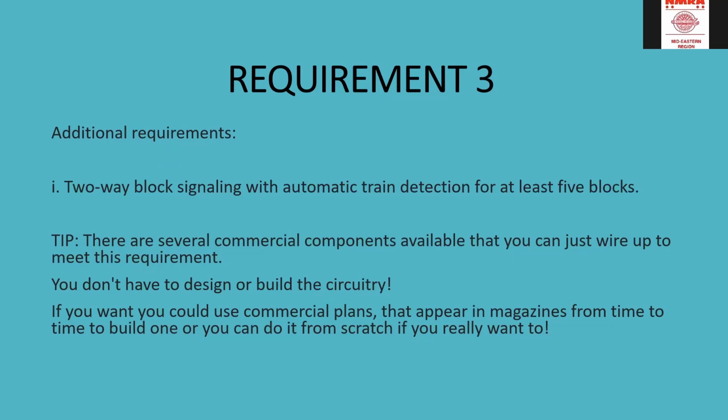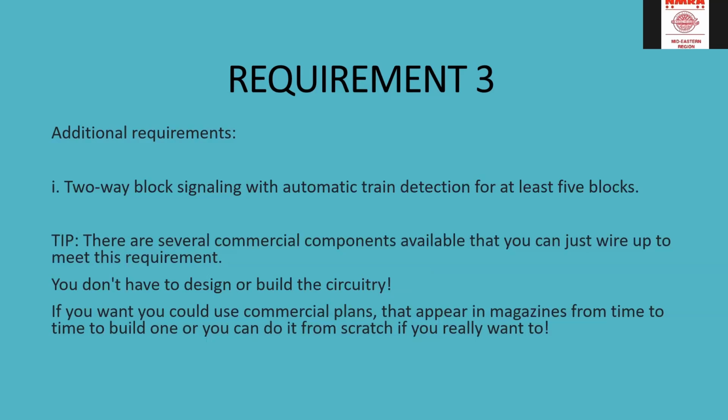Additional requirements: two-way block signaling with automatic train detection for at least 5 blocks. Okay, so we want to make sure that we can signal in both directions so the trains can go either direction. Now, obviously, signals only affect one direction of the train. That's the reason why when we draw them, we have the little line with the lights at the far end so that we can tell which way that signal is being indicated and which train it's connected to or which train it's controlling.